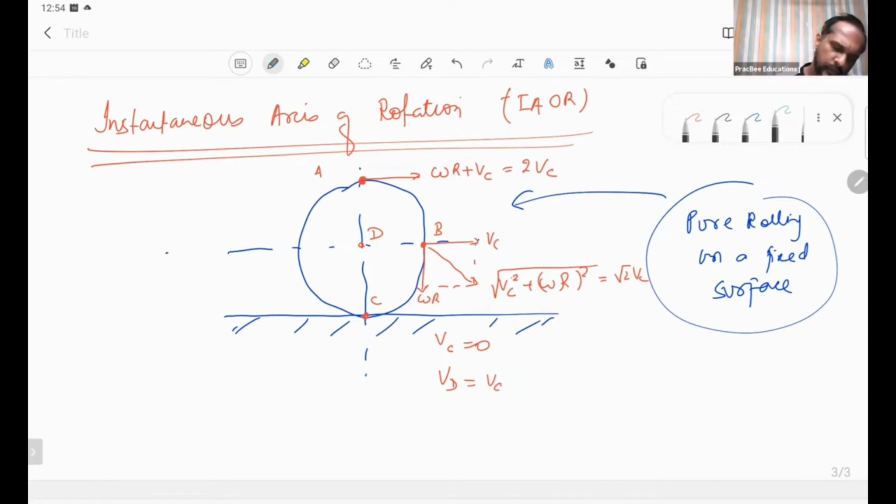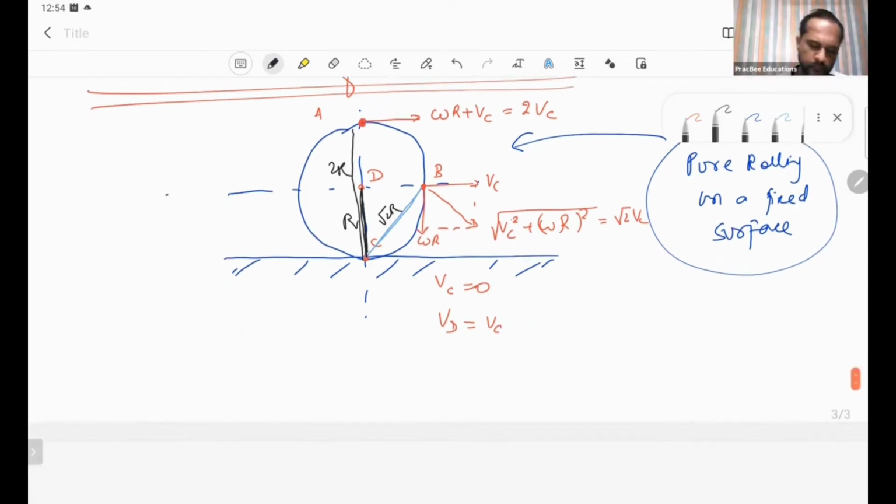Now, if I take the distance C to B, this is root 2 R. If I take the distance C to D, this is R. If I take the distance A to C, this is 2R. Now see, we know that v_cm is equal to omega R.